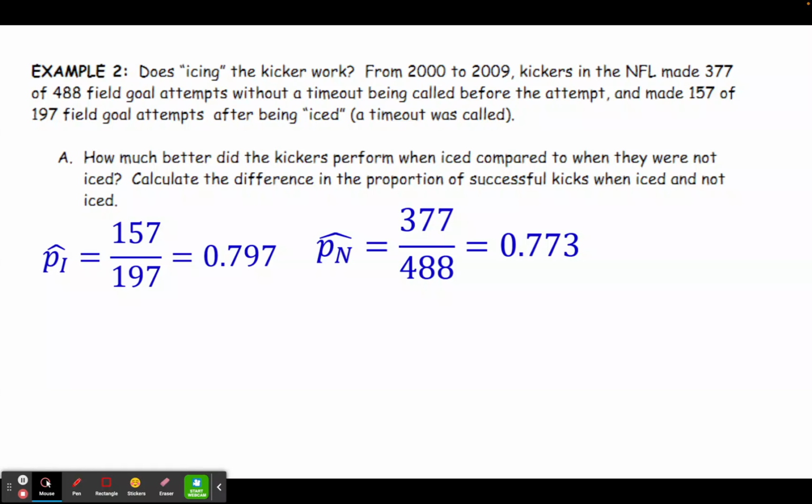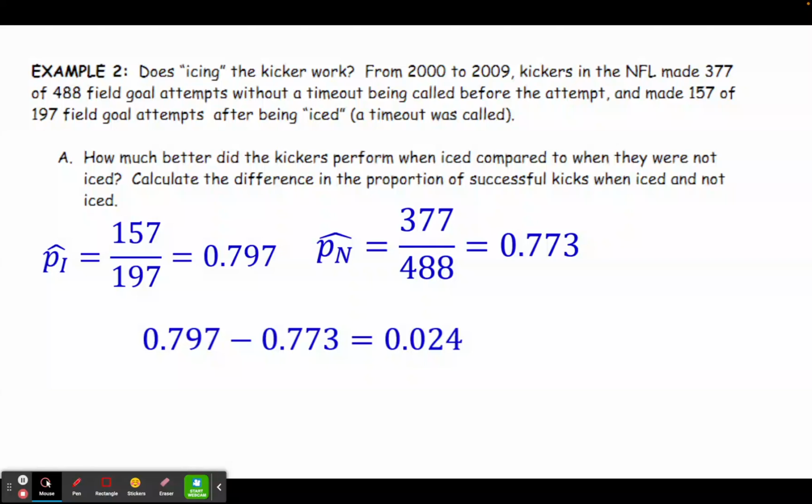Notice that in this block of time, the kickers actually did better iced than not iced. A lot of times coaches will ice the kicker thinking that the extra time to wait before they make them kick will make them nervous, and then hopefully they'll make fewer of their kicks. But it doesn't appear that based on this data, that's the case. But anyway, let's calculate a confidence interval and see what happens.